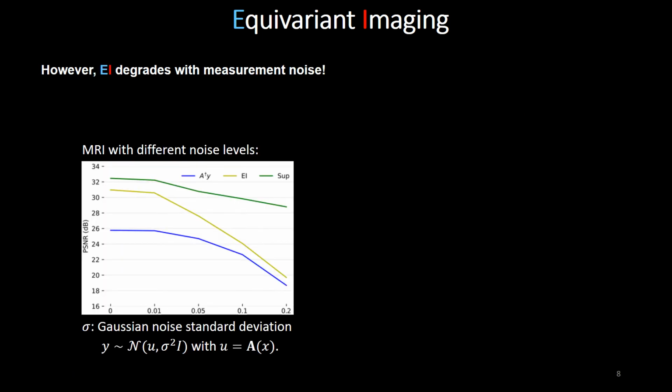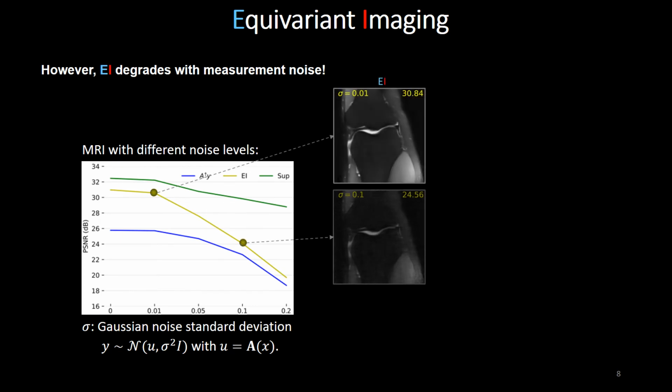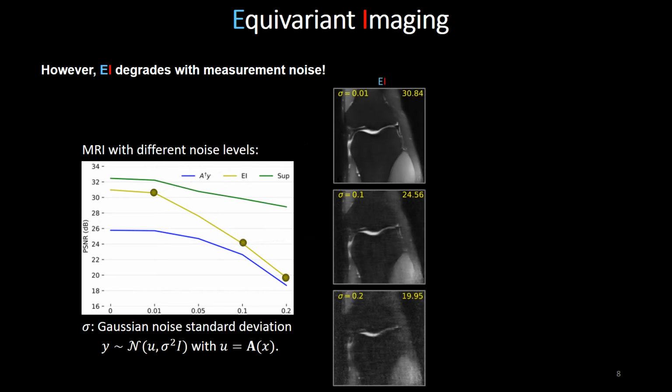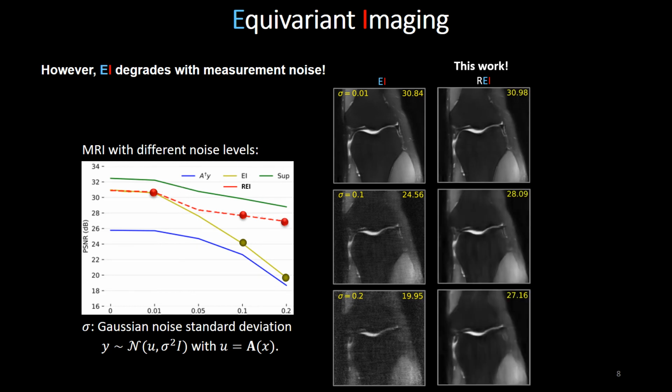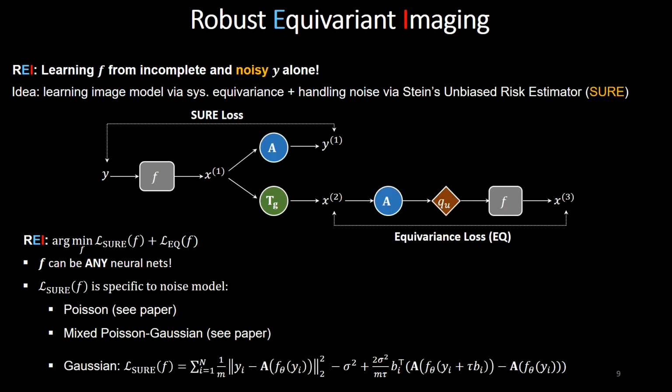However, as can be seen, we found the performance of EI degrades with the measurement noise. In this paper, we propose a robust extension to EI to solve this limitation. The main idea is to exploit Stein's unbiased risk estimator to handle the noise and learn the image model with equivariance constraint. Please check our paper for the detailed formulation of our losses.